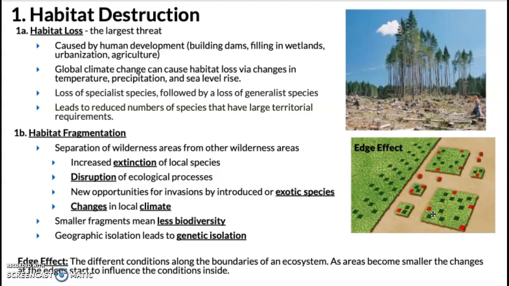Edge effect happens when we have these sort of islands of habitat. The boundaries of an ecosystem typically have different conditions than what you would find towards the middle of that ecosystem. So as a habitat becomes smaller, the edge effect starts to influence the conditions inside of that habitat, just because there's a smaller distance from the inside to the edge as the habitat itself gets smaller.